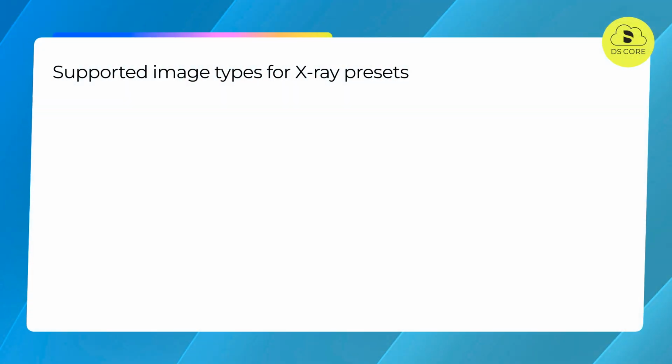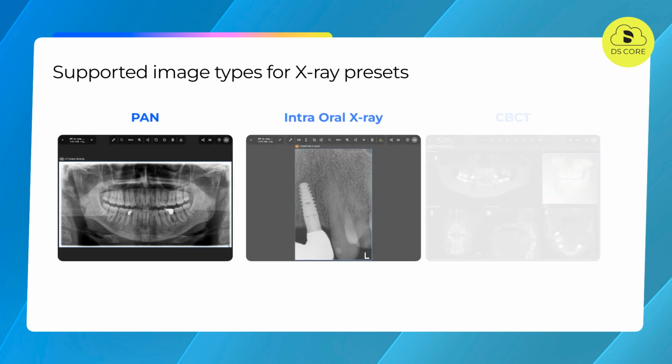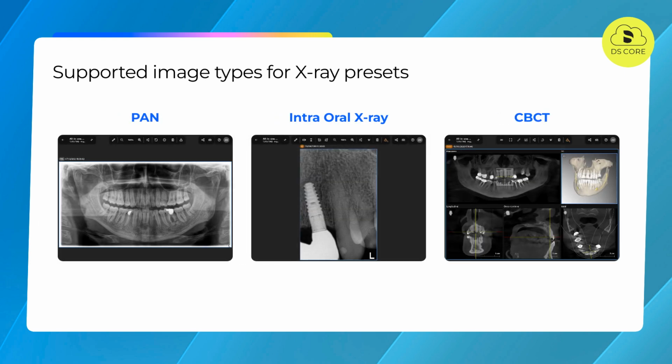DS Core saves a separate preset for each X-ray modality, such as 2D panoramic, 2D intraoral, and CBCT panoramic and its 2D slice views. Each image type remembers its own combination of brightness, contrast, and gamma. This means you can create high-contrast presets for IO images and softer presets for panoramic or CBCT data, all applied automatically when opening that specific format.